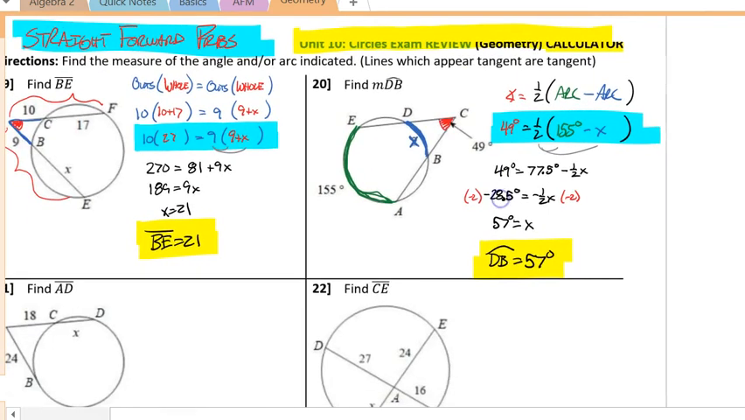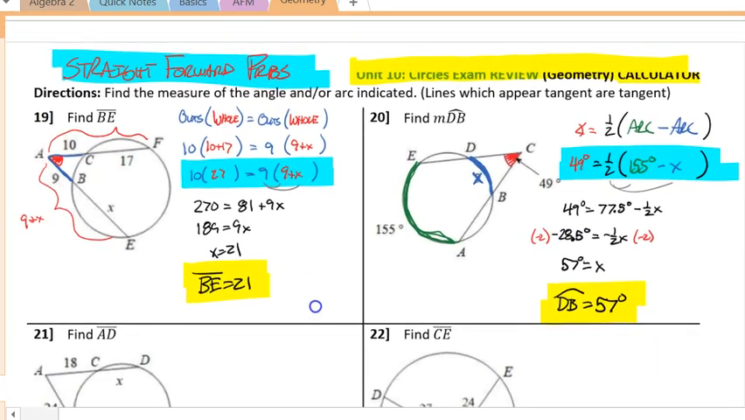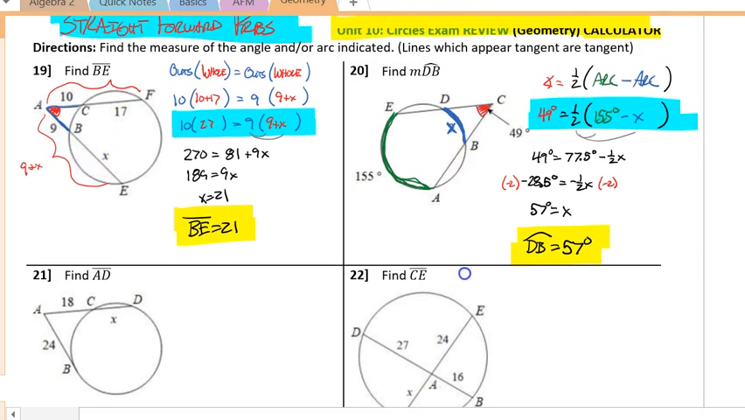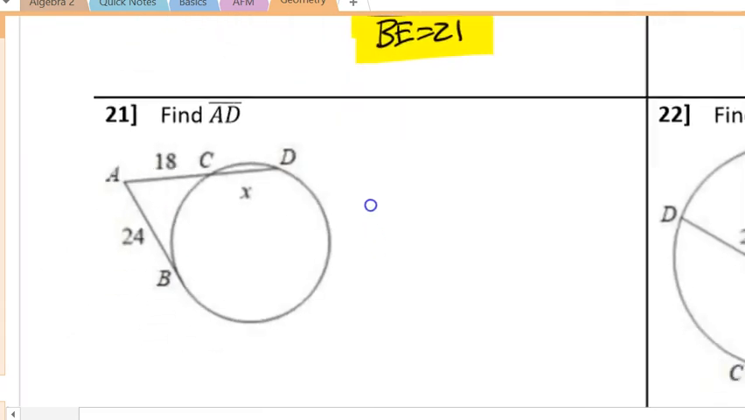Once again, comparing these two problems, we are given a scenario where the angle is outside. Here we are looking for the x, the segment length, and here we're looking for an arc measurement. Two different formulas from two very similar diagrams. Question number 21 looks like it's in the same vein as number 19, where we're looking for a segment length. So let's go ahead and zoom in on that.